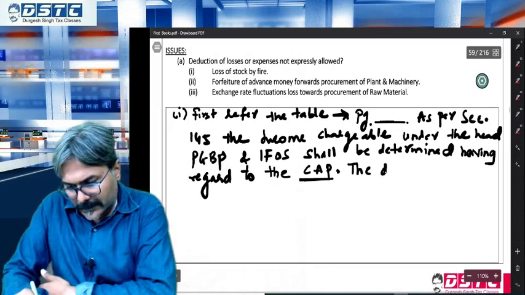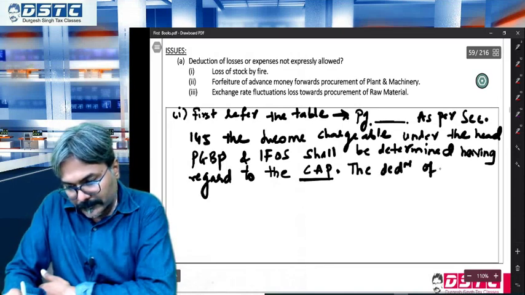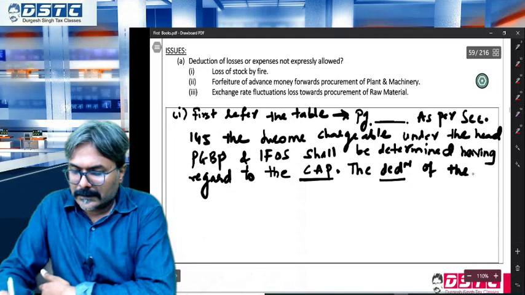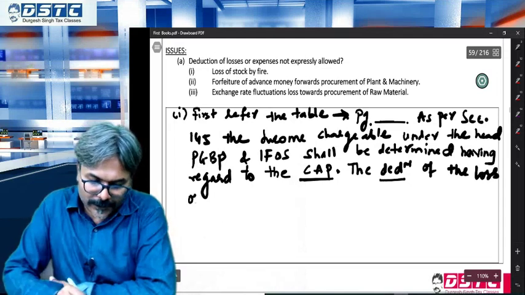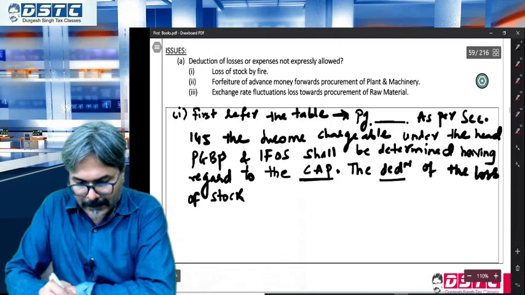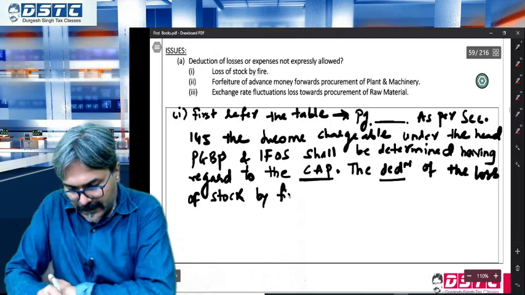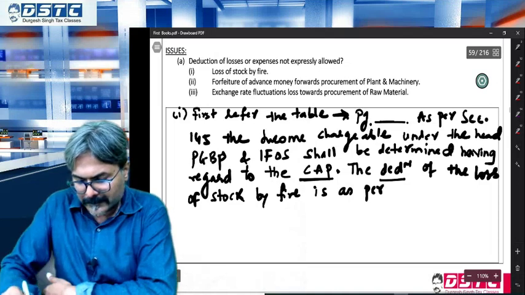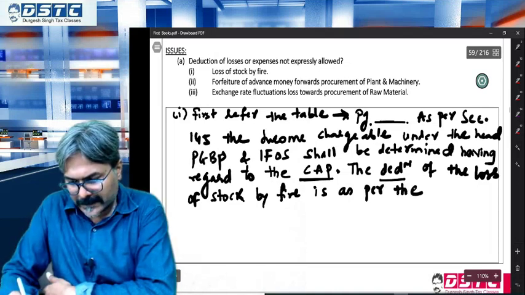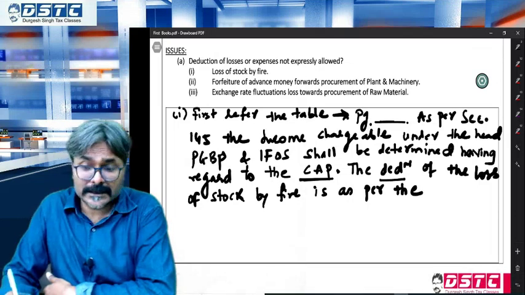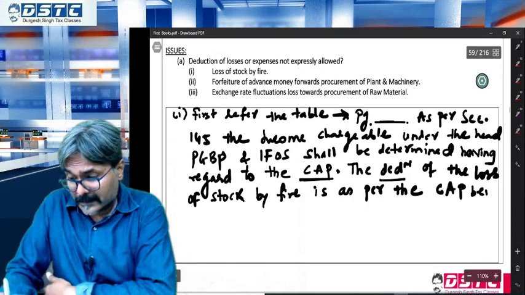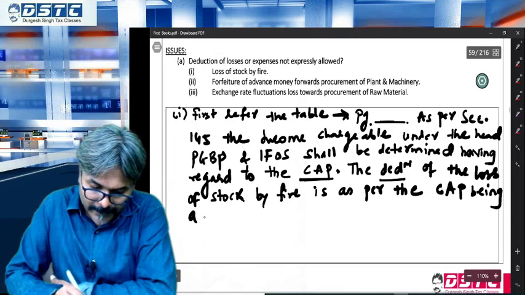The deduction of the loss of stock by fire is as per what? As per the commercial accounting principle, being a trading item.